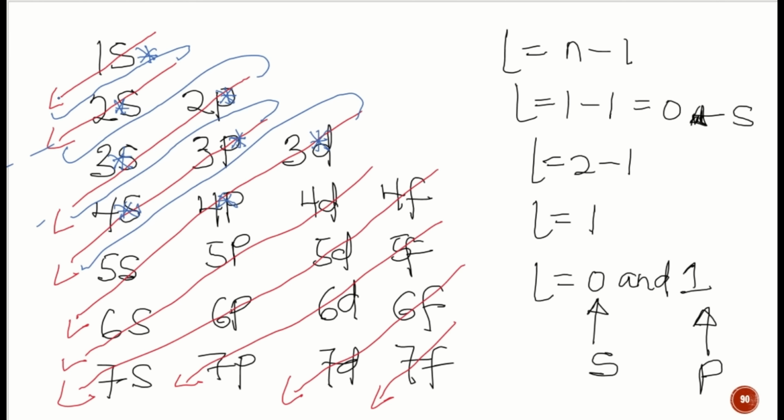Note, never enter into an orbital through the arrow, the pointed edge. Okay, so we are entering through the back of the arrow, not through the pointed edge. If you use the pointed edge as your snake-like movement, your configuration would be wrong. So let's take an example.